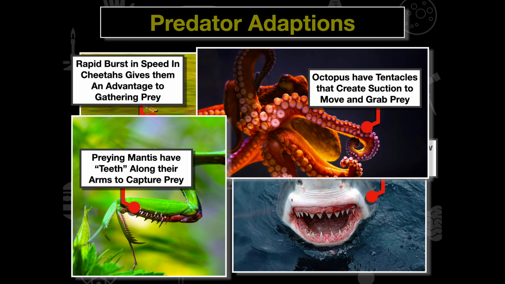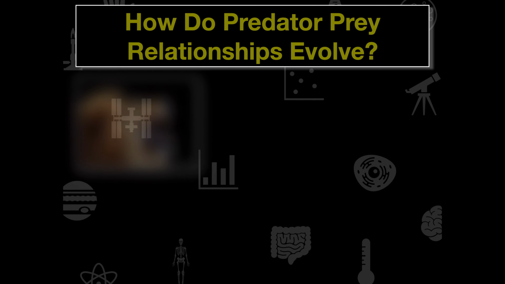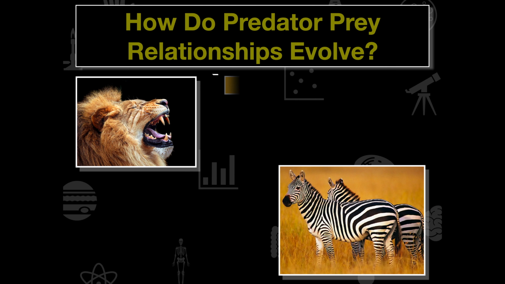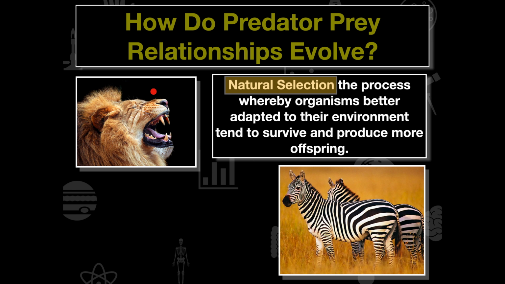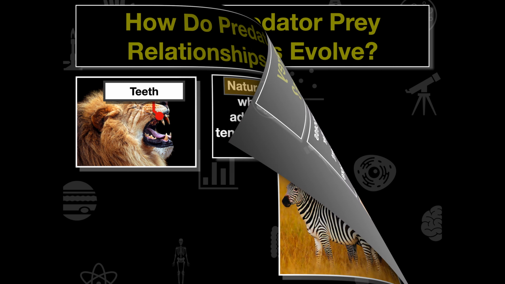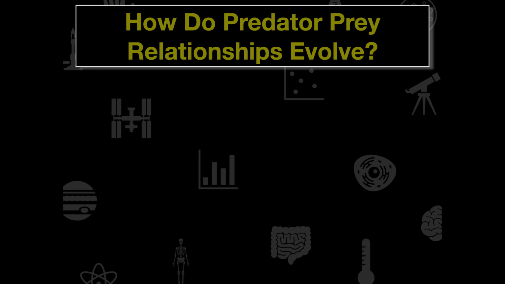We want to look at how the populations of predators and prey evolve. However, in order to understand how they evolve, how does a lion's teeth and a zebra's stripes evolve over time here? Well, it's going to evolve via the process of natural selection. Natural selection is whereby organisms which are better adapted to their environment tend to survive and produce more offspring. So as we discuss this, we have to understand this process, and the best way to understand it is in the case of these giraffes.